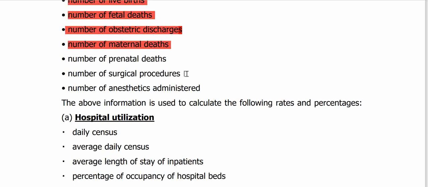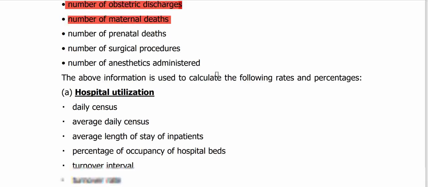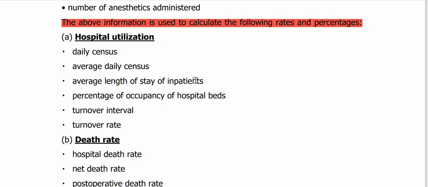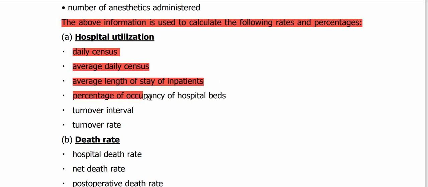And also we have a number of prenatal deaths, number of surgical procedures, number of anesthetics administered, and all those pieces of information have their calculations. I'll put them down there in a simple way, and of course I believe that you'll be able to understand them simply. All right, so in the hospital utilizations, what are calculated are daily census, average daily census, average length of stay of inpatients, percentage of occupancy of hospital beds, turnover intervals, and turnover rates.